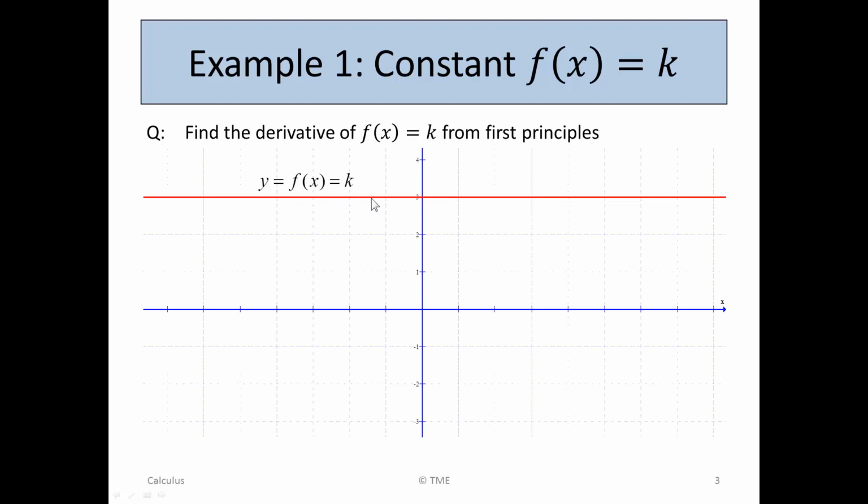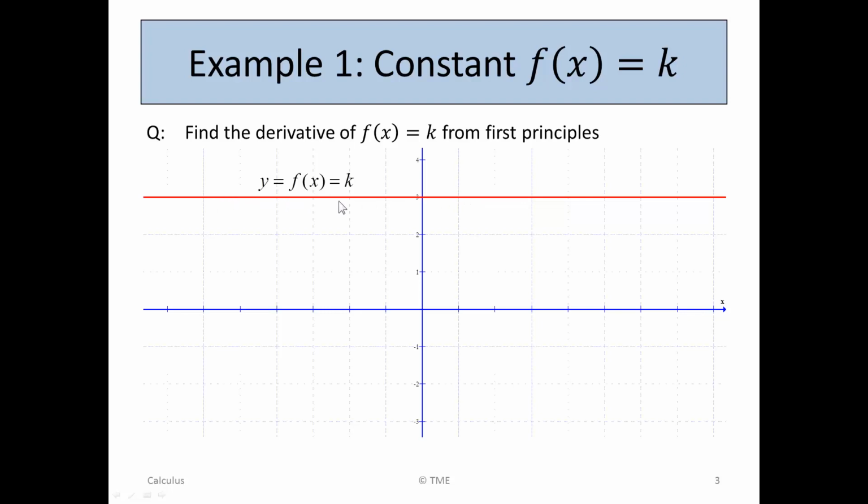So here's a line, f(x) equals k. In fact, this line is the line y is equal to 3, or f(x) is equal to 3. All points here, (0, 3), (1, 3), (2, 3), (-2, 3), all the points on that red line have a y value of 3.